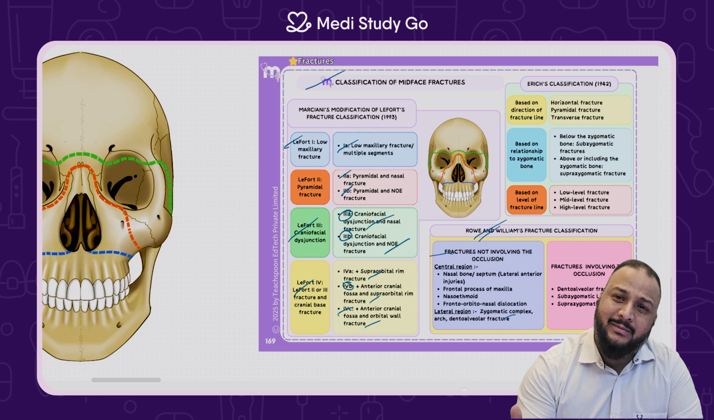The causes are: in a Lefort 1, there is always a horizontal impact on the jaw. In a Lefort 2, there is always an impact from the superolateral part or a superior part coming down inferiorly. And a Lefort 3 fracture happens because of a severe horizontal impact on the upper midface.